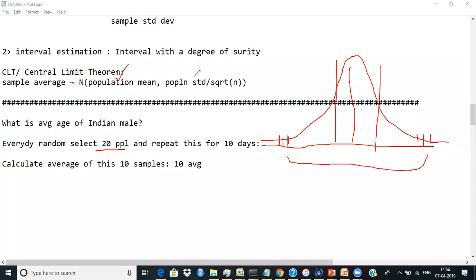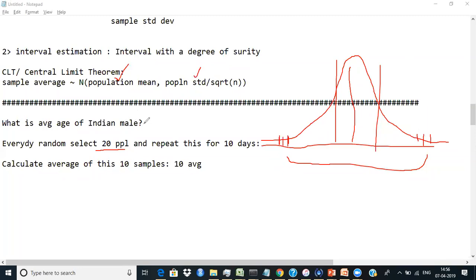Standard deviation is equal to the population standard deviation divided by the square root of the sample size. In our case, what was the sample size? 20. Make sense?